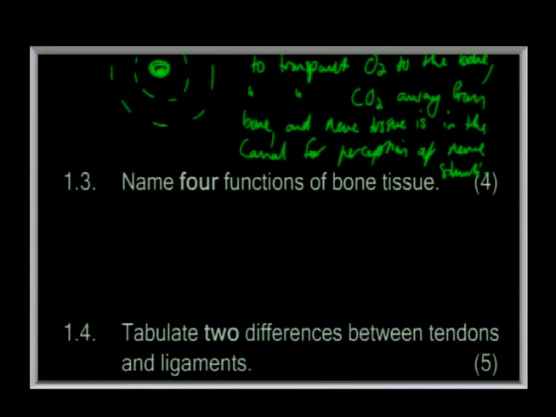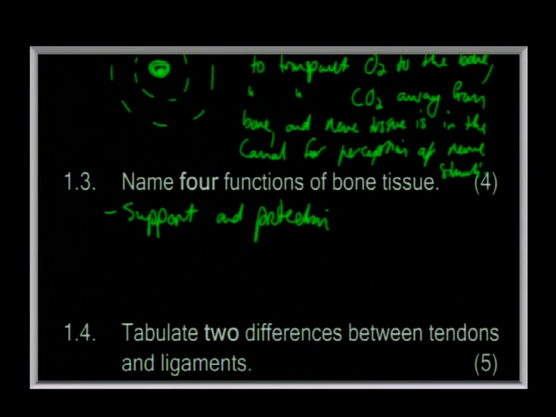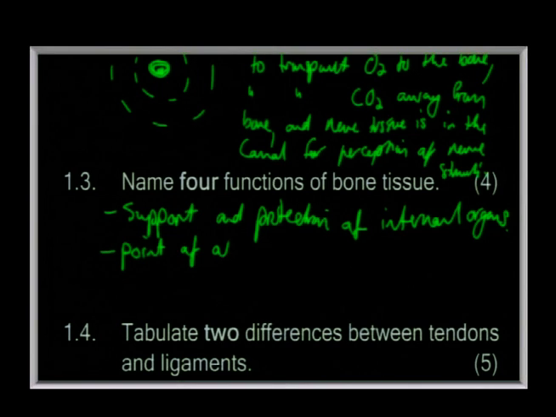All right, then name 4 functions of bone tissue. Now, if we look at the functions of bone tissue, what does it do? Okay, let's write it. It is for support and protection. Support and protection of internal organs. Okay, what else is it? Point of attachment for muscles.